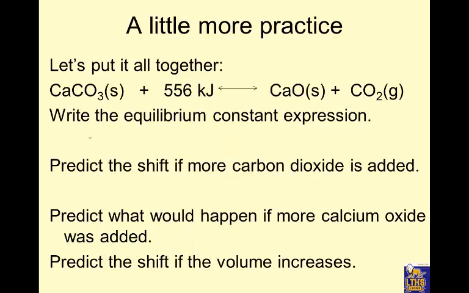Write the equilibrium constant expression. That's the K. So we need the products to the coefficient, a 1, over, oh, look, another product, but it's a solid, so we don't add it, over reactants. Hey, but look, it's a solid, so we don't add it. So the K for this reaction is just the concentration of CO2. If we add more carbon dioxide to a reaction at equilibrium, we put stress over here, so it's going to shift left.